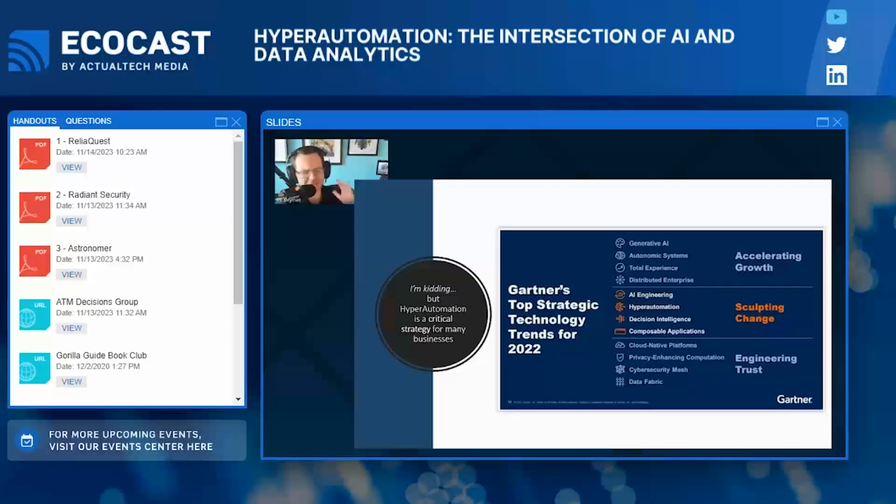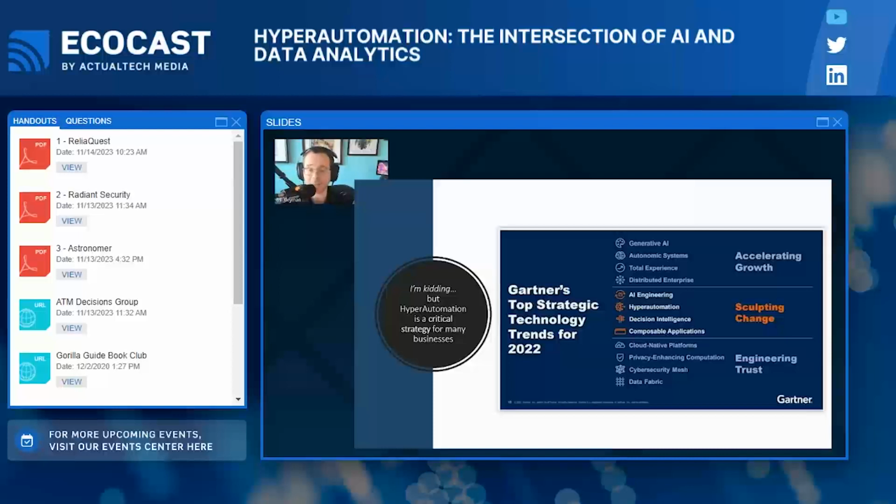And obviously, in a connected world and a really digital ecosystem, the question is how capable are you to sculpt change around your business. So you can see that it's really one of Gartner's top strategic technologies for last year, for this year, and actually for the next few years, including things like AI engineering, decision intelligence, composable applications, and some of these other things that engineer trust and accelerate growth. But interestingly enough, hyperautomation specifically helps sculpt change within the organization. So I really want everybody on this call, just for one second, to put that in the back of your mind. Hyperautomation as an engine for sculpting change. All right, cool. Let's keep that in the back of our mind.